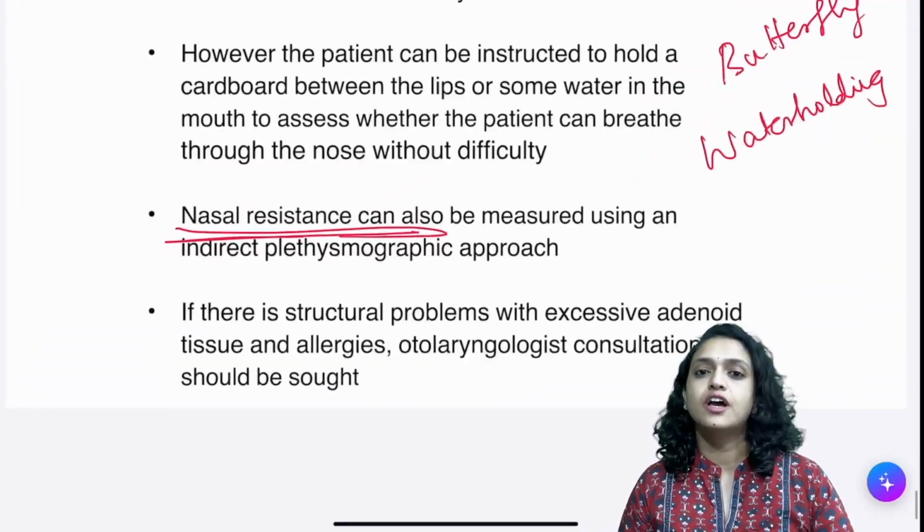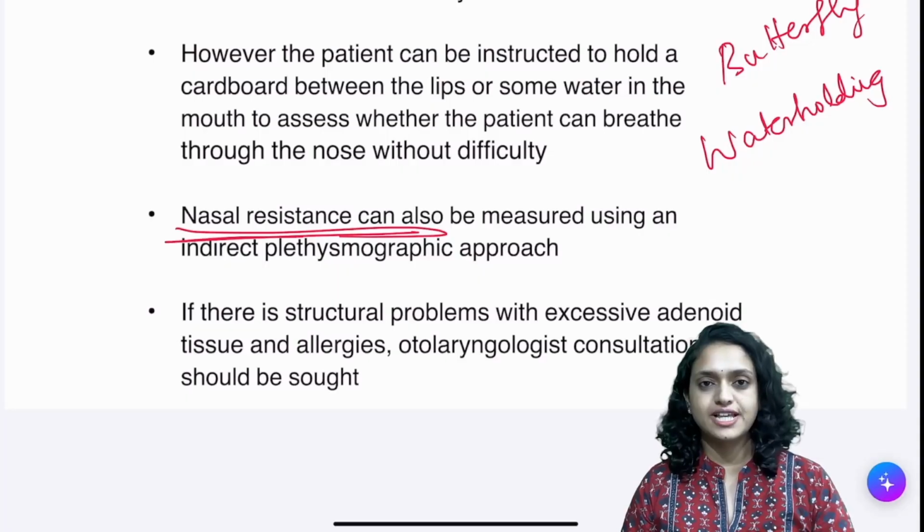So that's it regarding the intraoral and functional examination. Thank you.